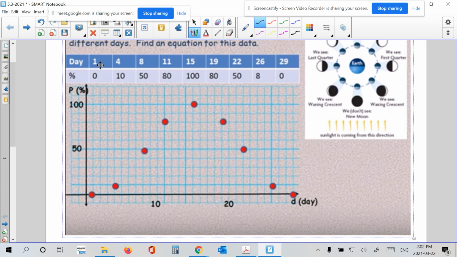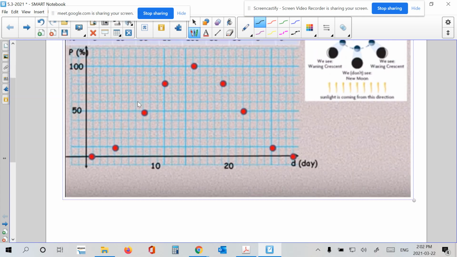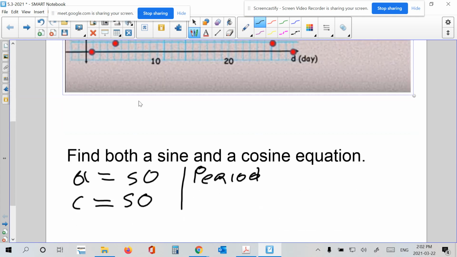So looking at the x values now, the difference between the start and end of the cycle. It started at 0, ended at 0, and the number of days between 29 and 1 is 28. So the period is actually 28 days. In fact, I'll put the unit there as well. All right, we're talking about days here.